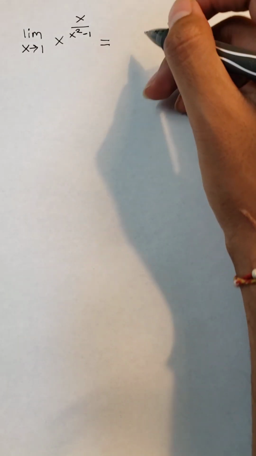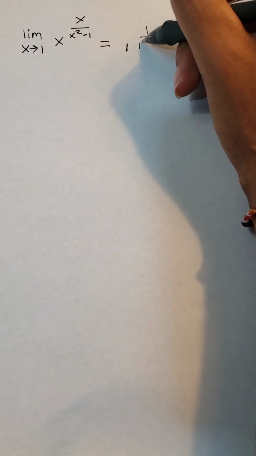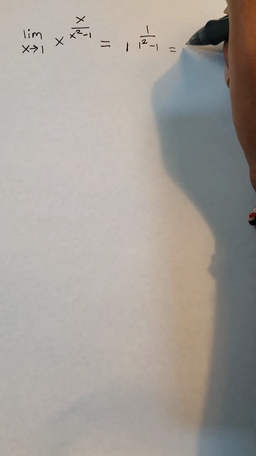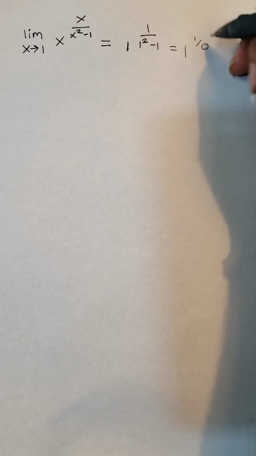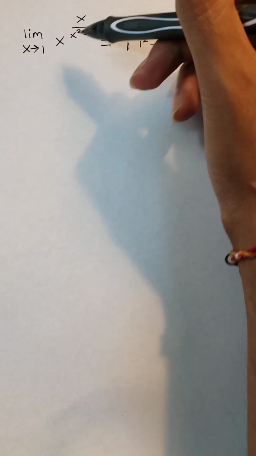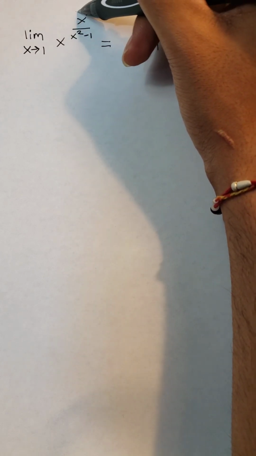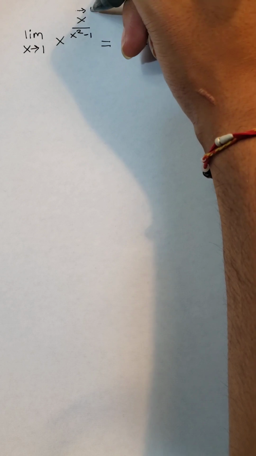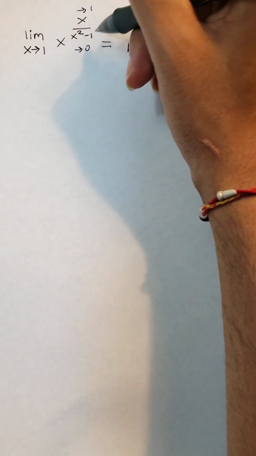So to solve this, you might first consider trying direct substitution. But you run into 1 over 0, which is bad. So you take a step back and you look at this exponent. In the numerator we have x, and that we know goes to 1, and the denominator goes to 0.